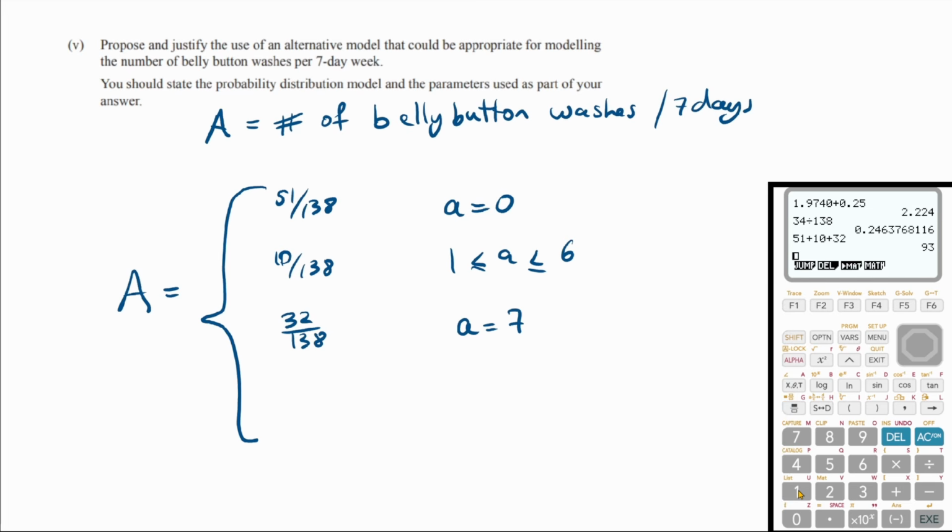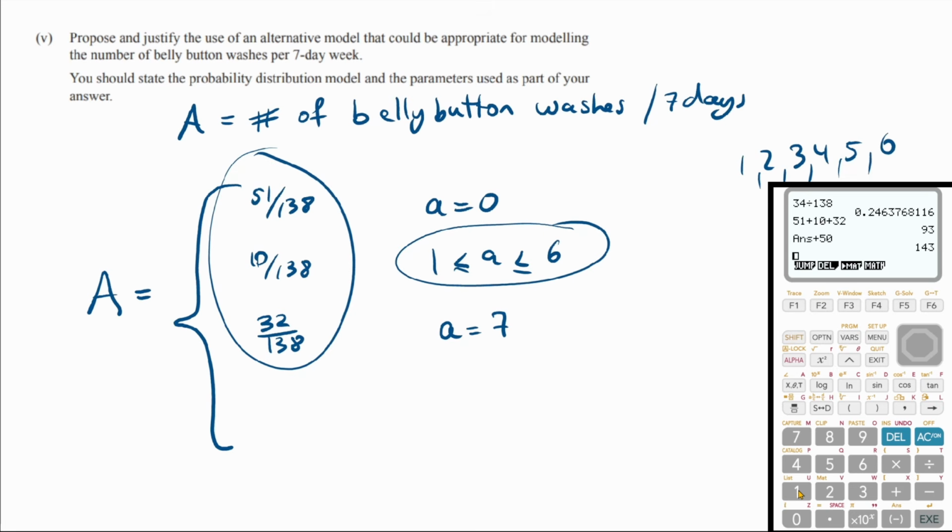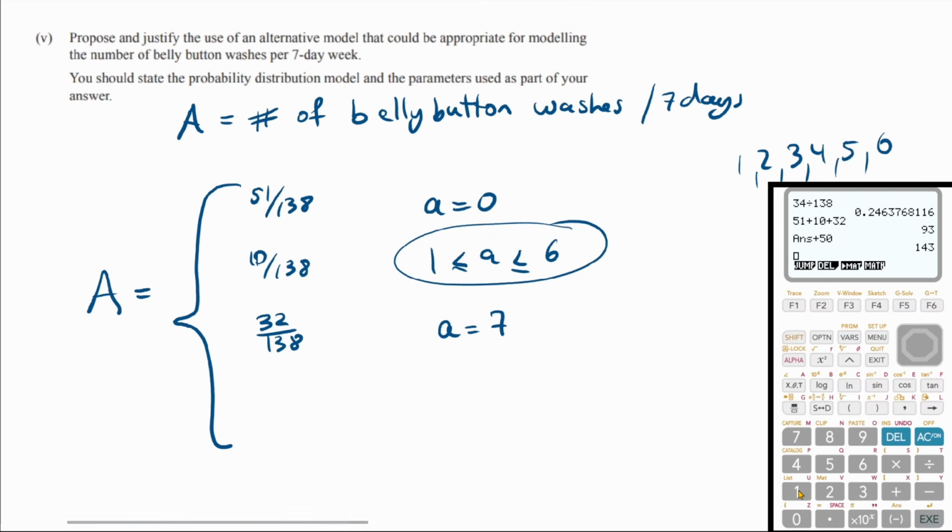But then 10 is for each of these numbers, so we have 1, 2, 3, 4, 5, and 6. So in total, we have 6 numbers that have each frequency of 10. That's what we're assuming. So we're going to have to add 5 times 10 more to this, and we have 143. We are a little bit over. You can also just add these together, and you're going to see they're not 1. So we just have to adjust our probability slightly to make that work.